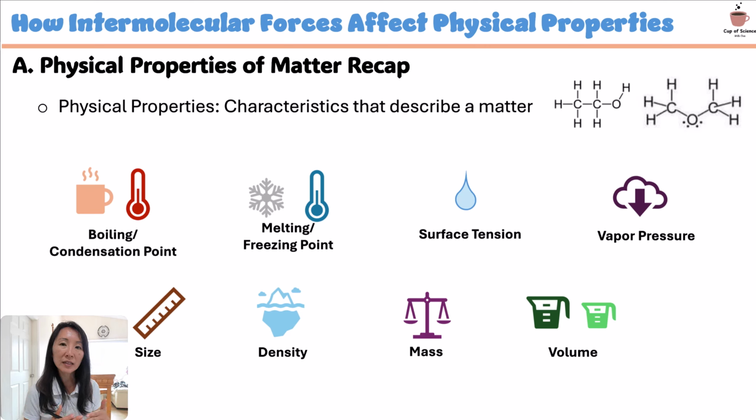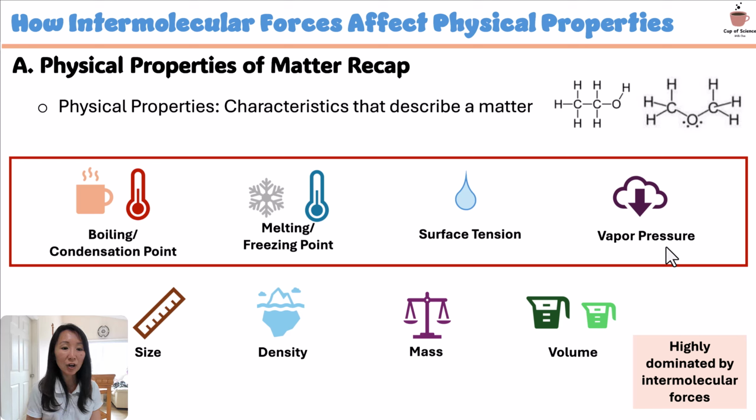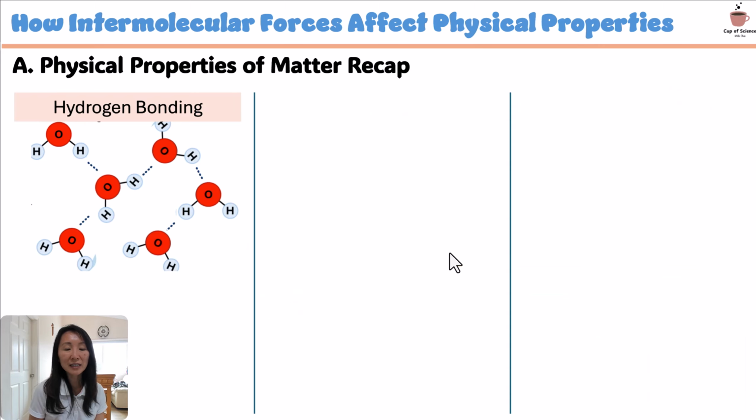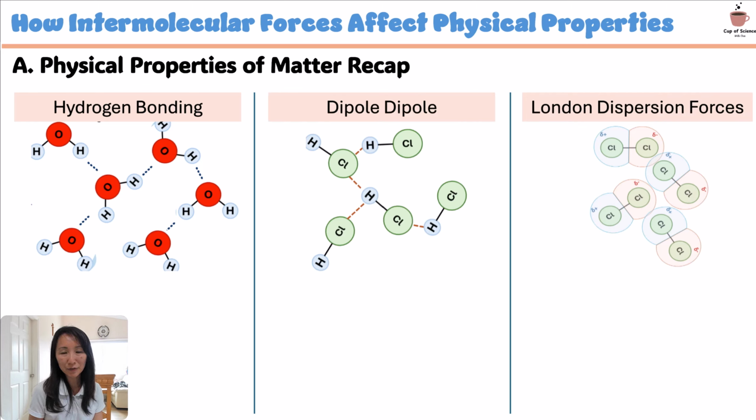Now remember, I have said that the physical property for a human, for a person, is dominated by DNA. Well, these top ones right here, boiling point, melting point, surface tension, and vapor pressure, these are dominated by intermolecular forces. Let's review the 3 intermolecular forces quickly before I talk about each of these physical properties that I have highlighted over here in red. So the very first one is hydrogen bonding. Then we have our dipole, and then London dispersion forces.